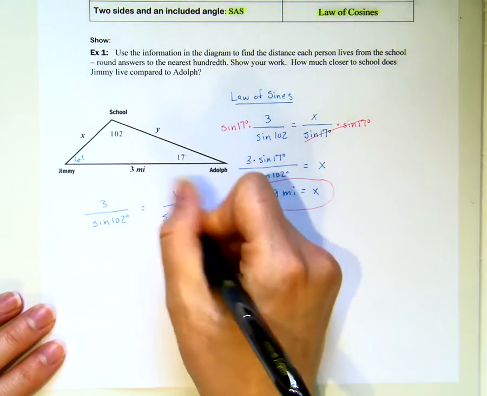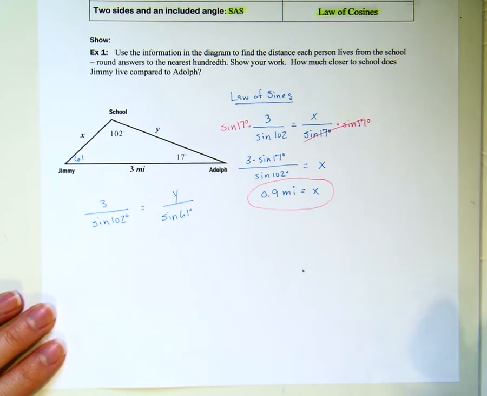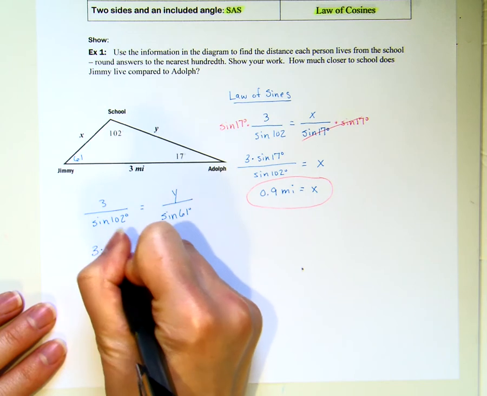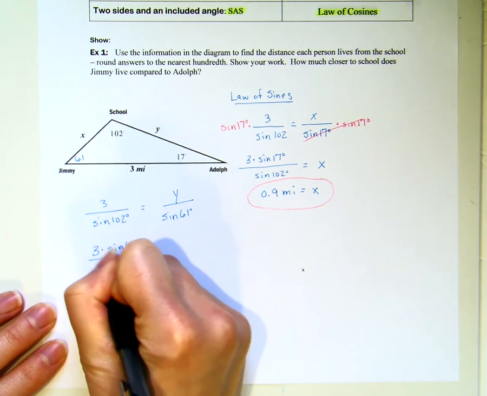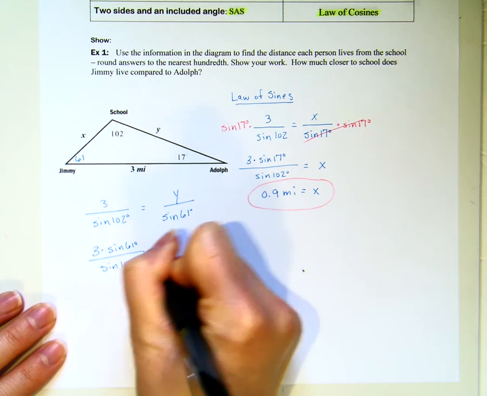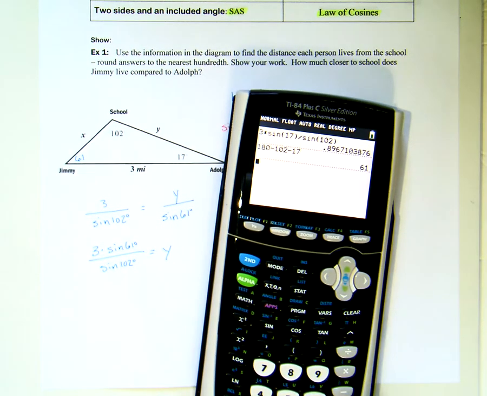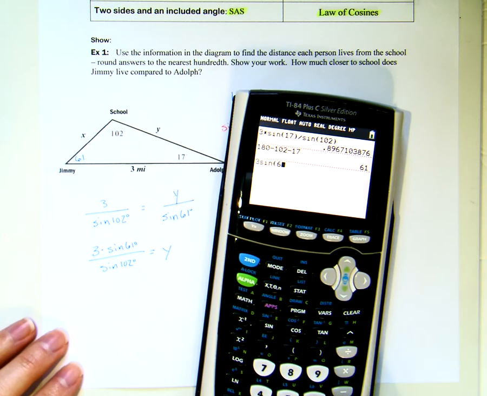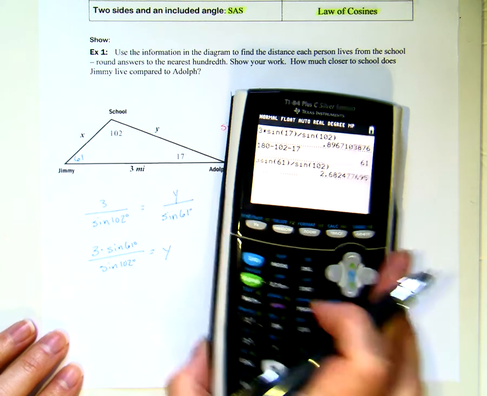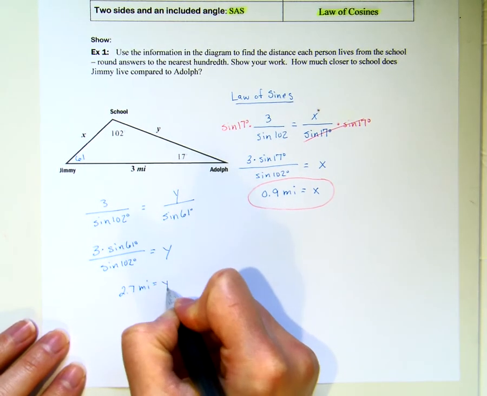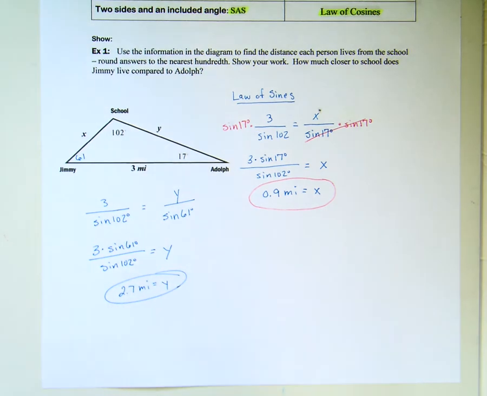So I'll use sine of 61 degrees. I'll multiply the sine of 61 to the other side. And I'll use this value to solve my equation. So 3 sine of 61 divided by sine of 102. Y should be about 2.7 miles. Let's look at the next example.